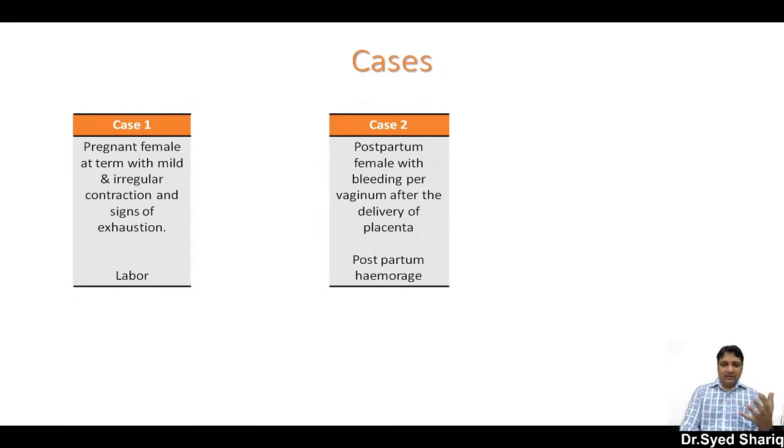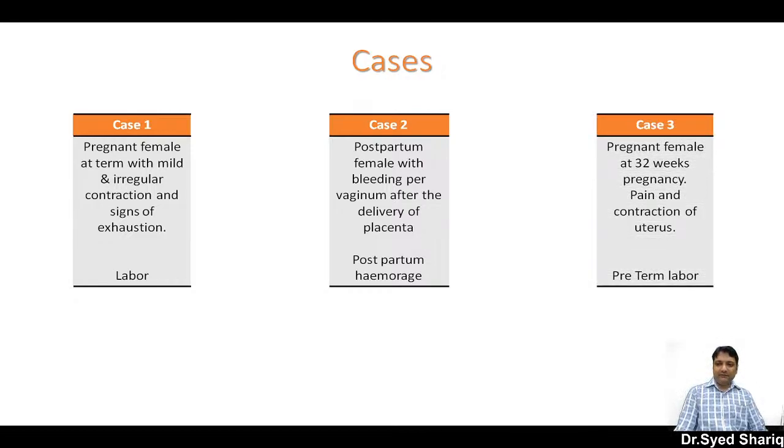Then in case two, we have a postpartum female. That means after the baby has been born, the postpartum female has bleeding per vagina. After the placenta is delivered and removed, the patient is now bleeding. This is a classical case of postpartum hemorrhage, and we want to control this hemorrhage. So, what options do we have so that we can treat this patient?